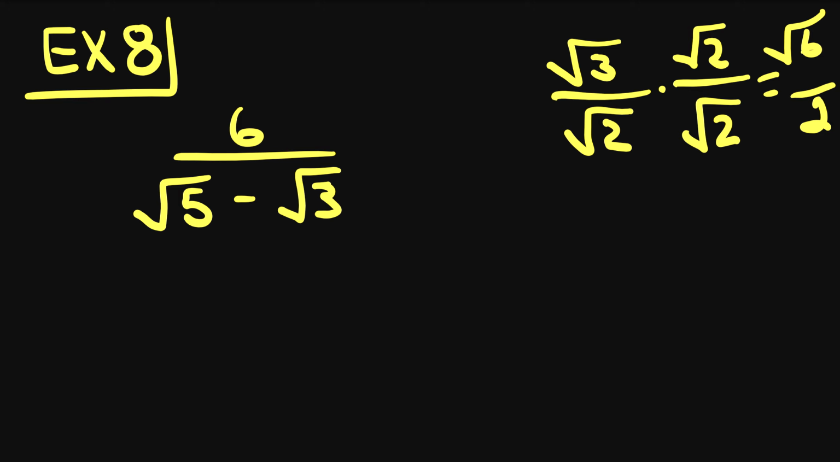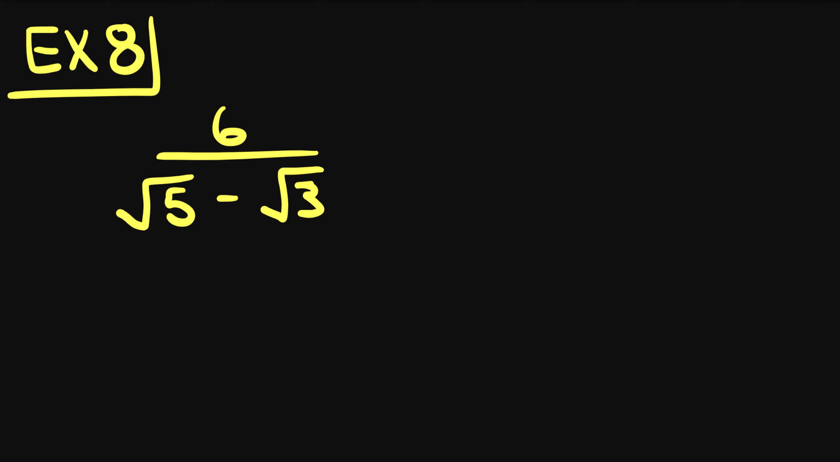Now in this section here, we're going to have a binomial with radicals. So then the rule is going to change, and what we want to do here is multiply the top and bottom by the conjugate, what's called the conjugate.